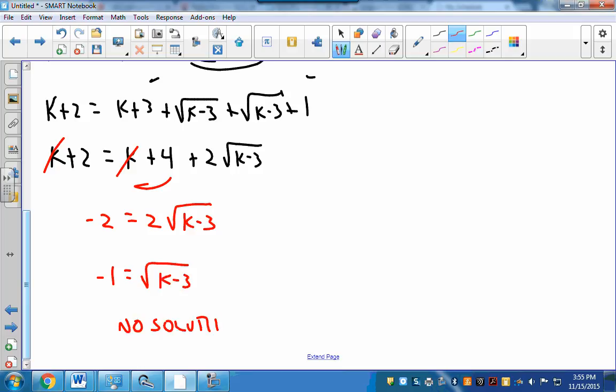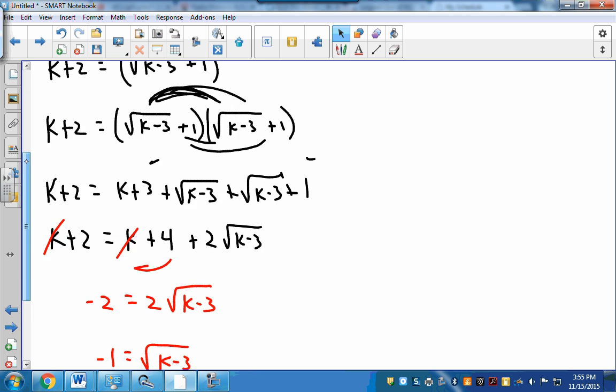Remember, square roots cannot be negative, and right now I have the square root of k minus 3 equal to negative 1, not possible. Okay, so no need to check.